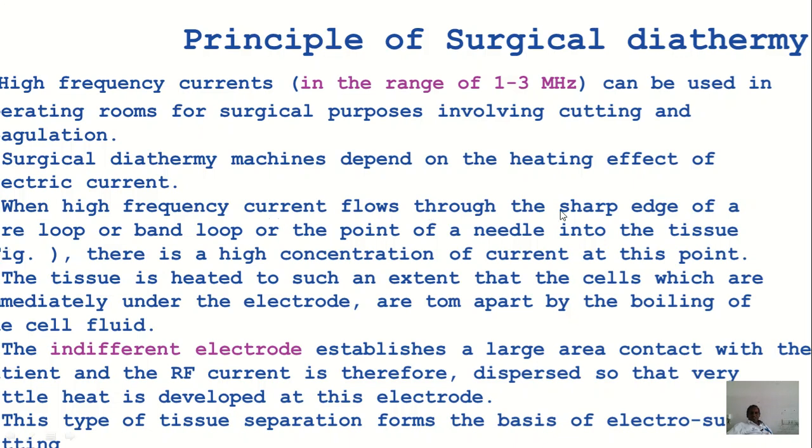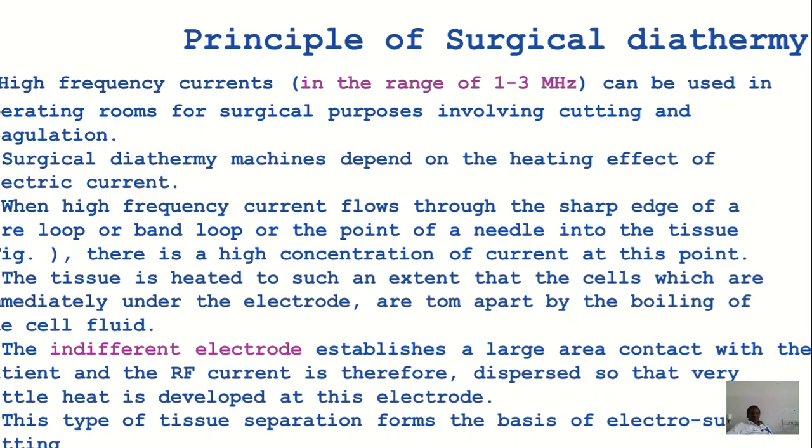When high frequency current flows through the sharp edge of a loop or band loop, or the point of a needle, into the tissue, as explained in the figure, there is a high concentration of current at this point, because all the current is concentrated at the point of the needle. The tissue is heated to such an extent that the cells immediately under the electrode are torn apart by the boiling of the cellular fluid. That's why the surgical operation takes place.